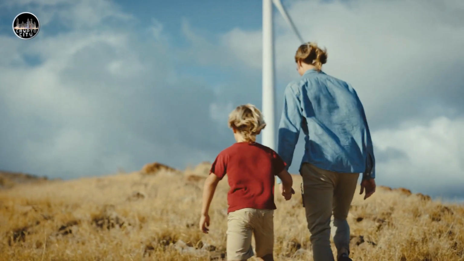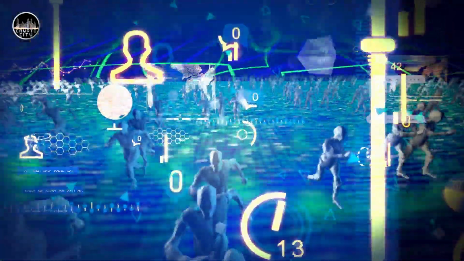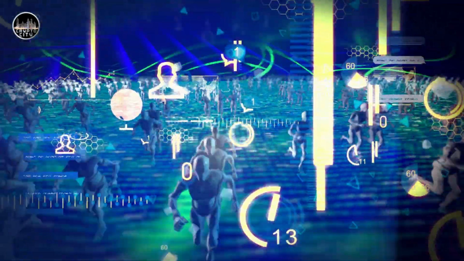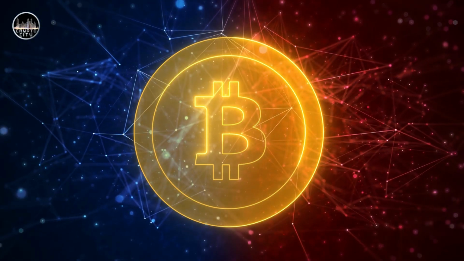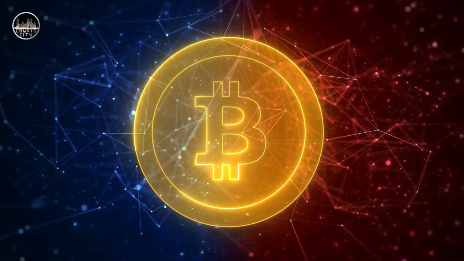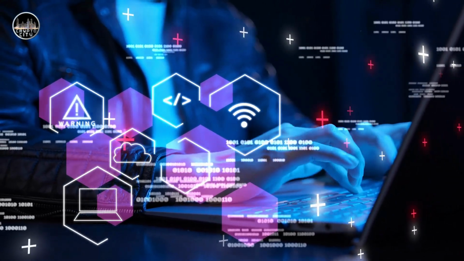Overall, the potential applications of blockchain technology in real estate are significant, and the technology is likely to have a significant impact on the real estate industry in the years to come. As the technology continues to evolve and mature, it is likely that we will see more widespread adoption of blockchain technology in real estate and other industries.